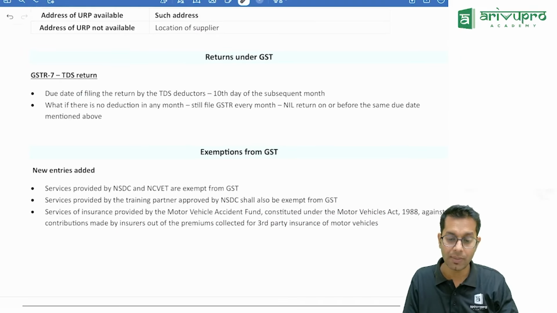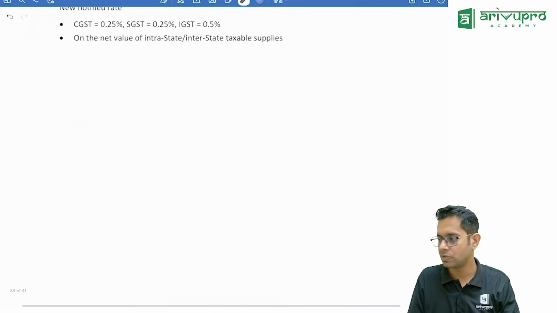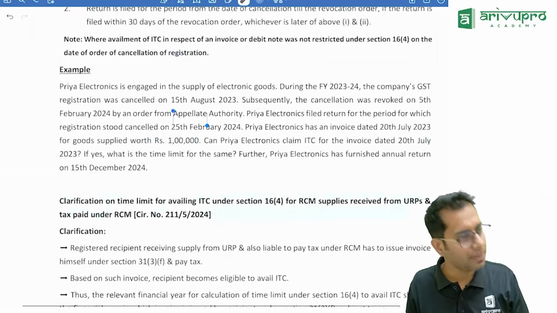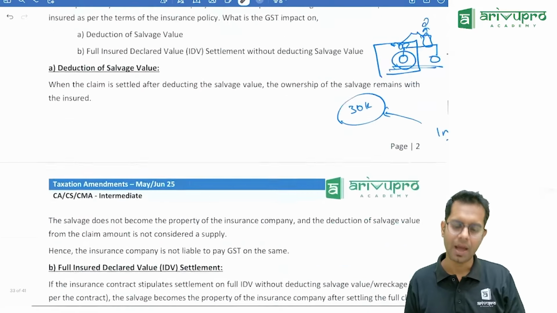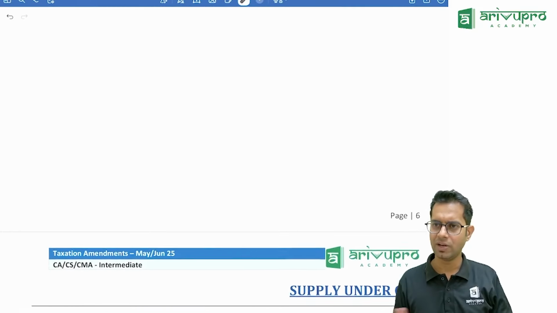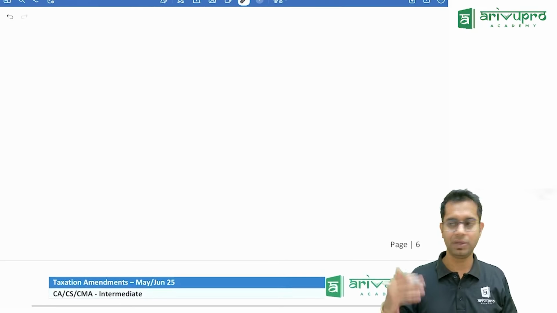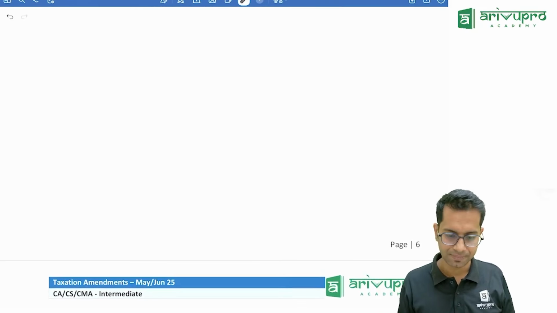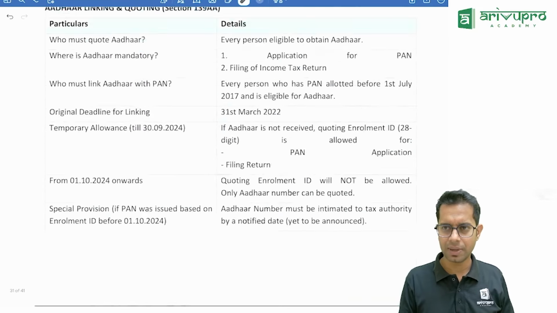This is all about the amendments, or the new points, under income tax as well as GST. And I think mostly we have covered everything during our classroom only. There is nothing new which we have not thought about. Does anyone have any question on these amendments?